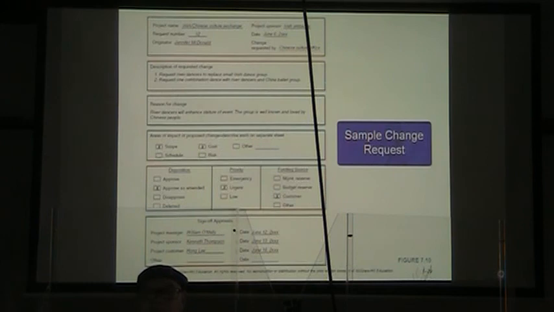Okay. The reason for the change: river dancers will enhance the stature of the event. The group is well known and well loved by the Chinese people. And then we have the areas of impact for that proposed change. So it's a change in scope and in cost. The disposition is that it's going to be approved as amended. The priority is urgent. Funding source is the customer. And then we have the sign-offs at the bottom here.